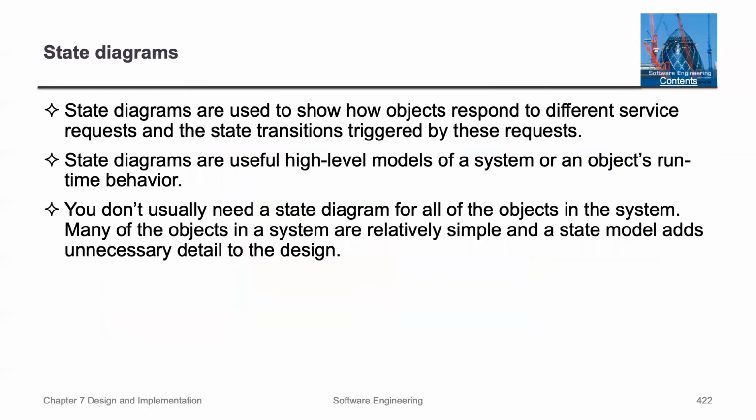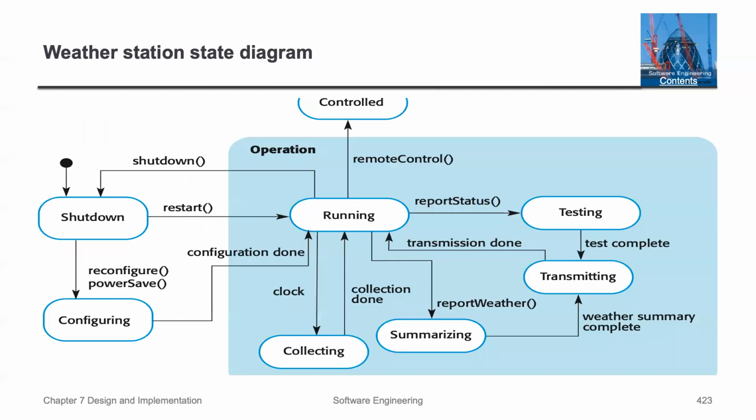So state diagrams are used to show how objects respond to different service requests and the state transitions triggered by these requests. State diagrams are useful high-level models of a system of an object's runtime behavior. You don't usually need a state diagram for all the objects in the system. Many of the objects in a system are relatively simple, and a state model adds unnecessary details to the design.